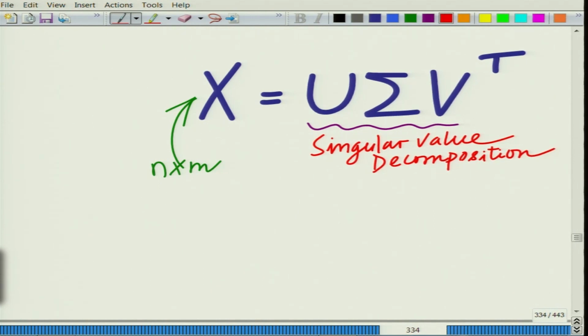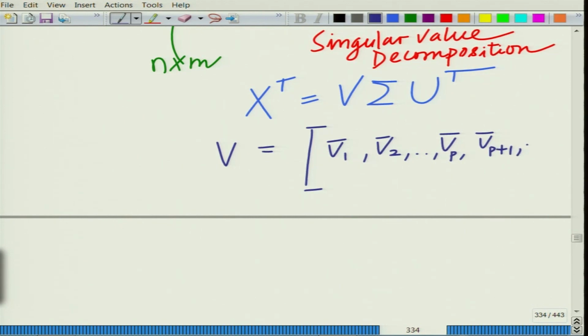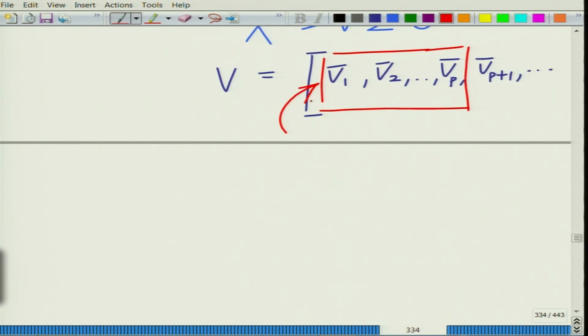And now consider the right singular vectors. If you look at X transpose equals V sigma U transpose, let us look at this matrix V which contains the right singular vectors V 1 bar, V 2 bar, so on up to V p bar, then V p plus 1 bar, and so on. We consider now the p right singular vectors corresponding to the largest singular values.